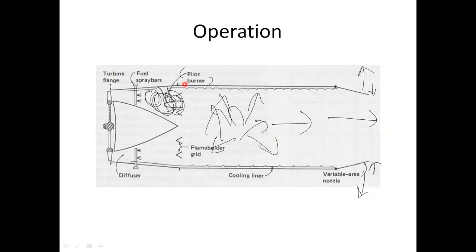Whenever you are using the afterburner, you have to use a variable area nozzle. Otherwise, the system will not work perfectly. Now let us see one small video of how the afterburner comes into the picture.